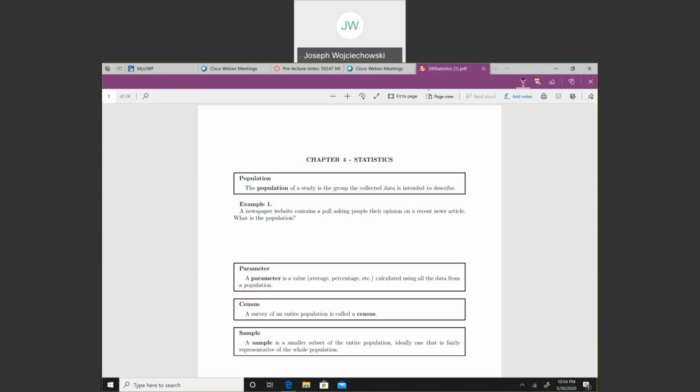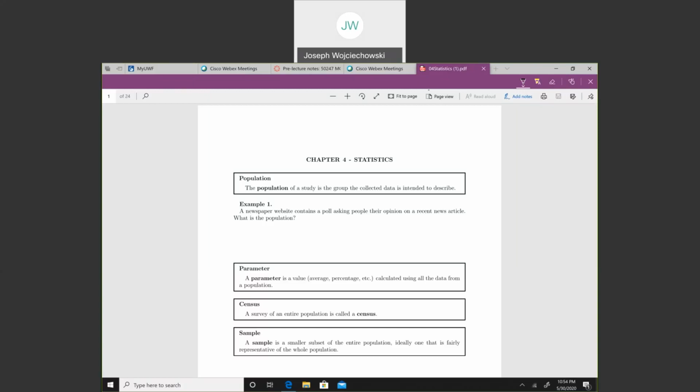Okay, today we're going to do the statistics chapter. This is more a chapter about concepts in statistics than actually doing statistical things. So we're going to do a lot of different definitions and a couple examples as well. So we start out with a population.